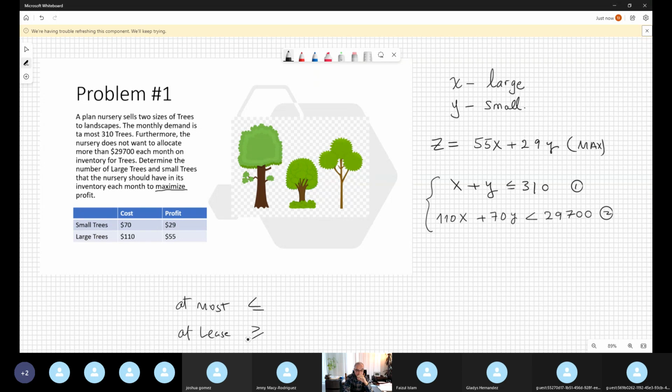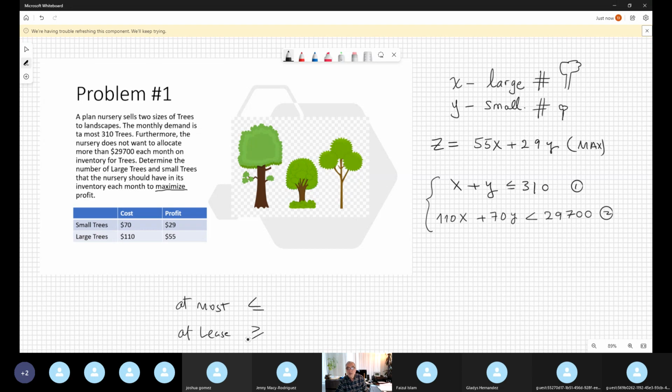And the money I have in my account is $29,700. No more money I can pay. So now I multiply the cost for each kind of tree, multiplied by x and y. What do x and y represent? The number of large and the number of what? The number of trees. Okay, it's large, this is small.